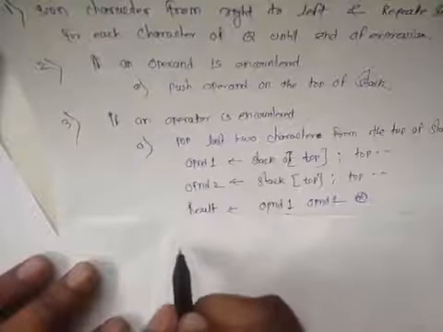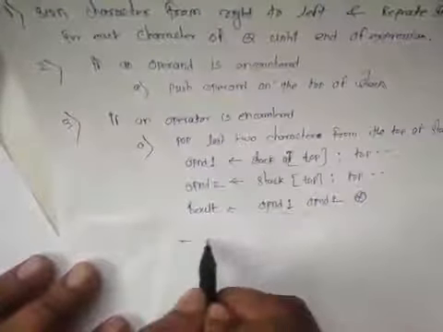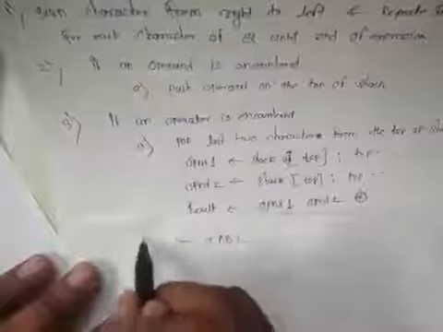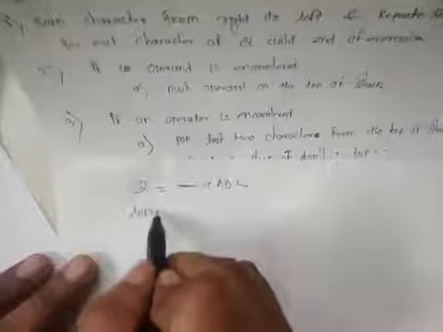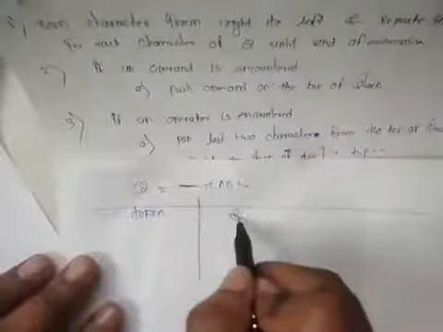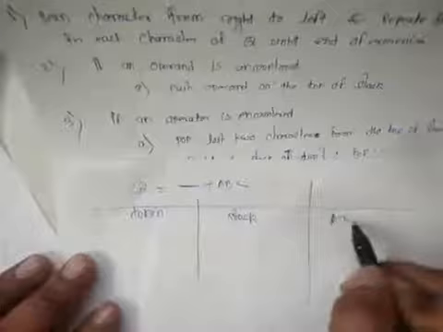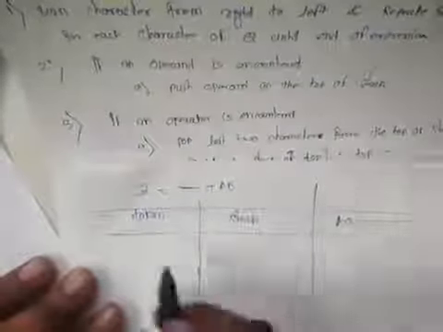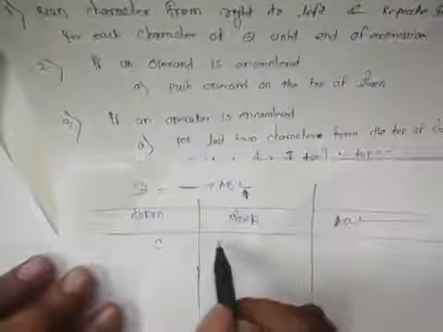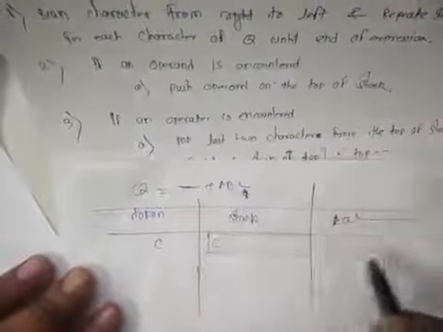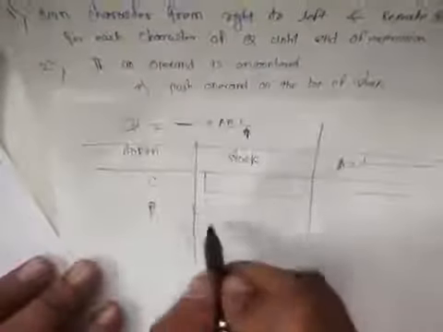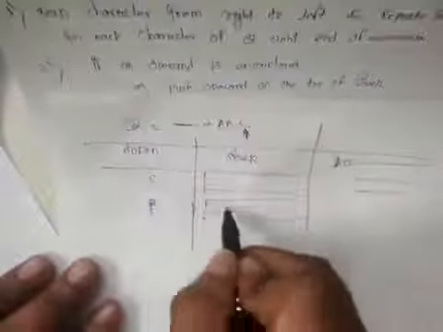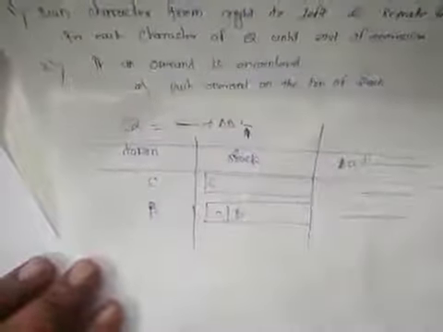What is that expression? Minus plus ABC. Okay, Q is equal to this: minus plus ABC. So let's take token, stack, and action taken. Okay. Now the first token, again scanning from right to left, is C. Push on the top of the stack. Okay. Next token is what? B. This is again an operand, push on the top of the stack. C, B. Okay.